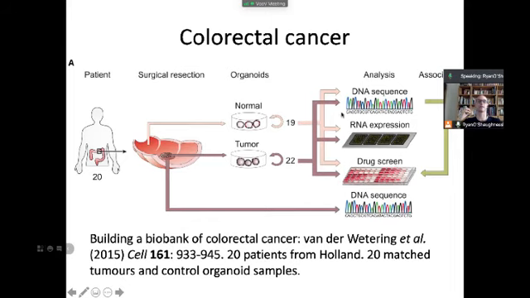We can compare the sequence to the sequence we see in the original tumour, and by then we can associate what we see in the organoids to what's happening in the real tumour. And we can compare normal and tumour gene expression and sensitivity to drugs, and using this we may be able to determine for that particular patient what drug treatment may work the best.